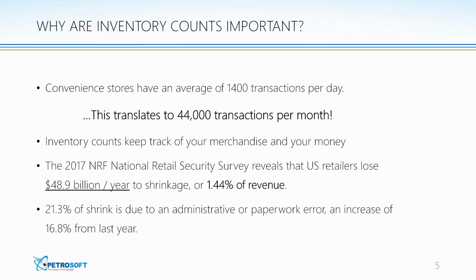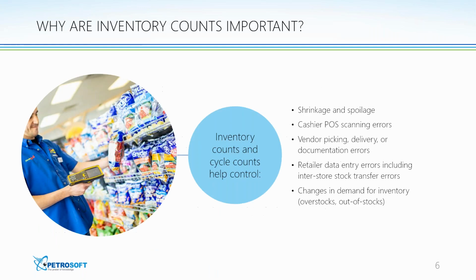Let's now take a look at some statistics regarding shrink from the past year. Taken from a national security survey conducted by the NRF, shrink hit an all-time record high of $48.9 billion in 2017. Surprisingly, however, over 20% of that was due to administrative error, which was a 5% increase from 2016. So a large portion of items are not just growing legs and walking away.